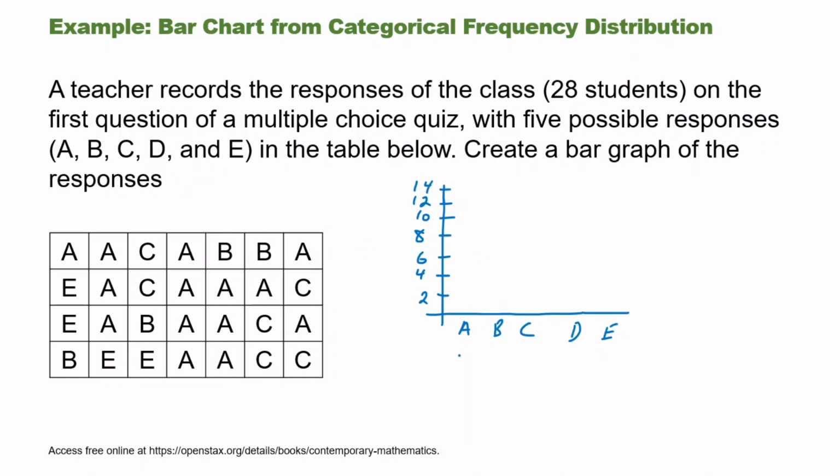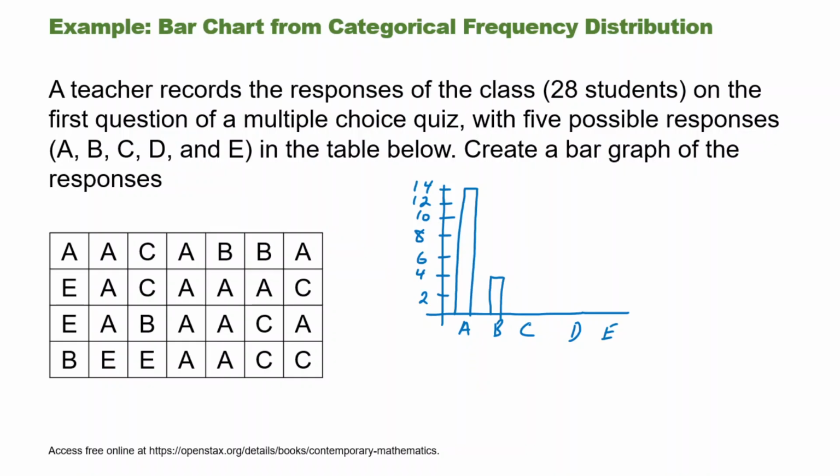Because the frequency for A was 14, I'm going to have a rectangle that is 14 units tall by my vertical scale that is centered on category A. Because the frequency for B was 4, I have a vertical bar centered on B that goes up to a height of 4.